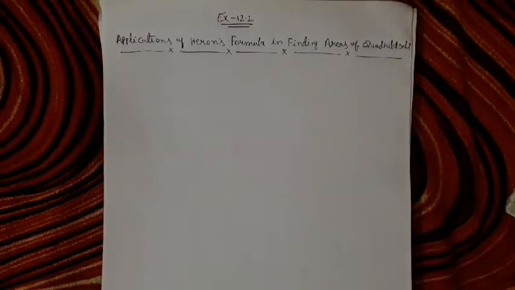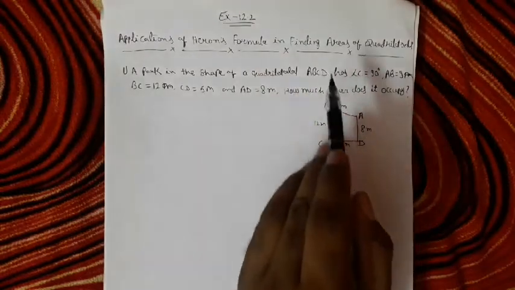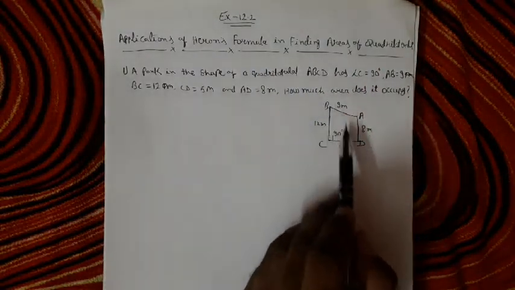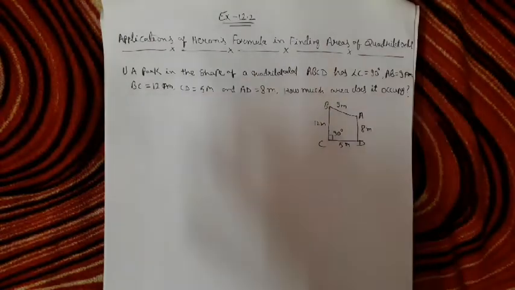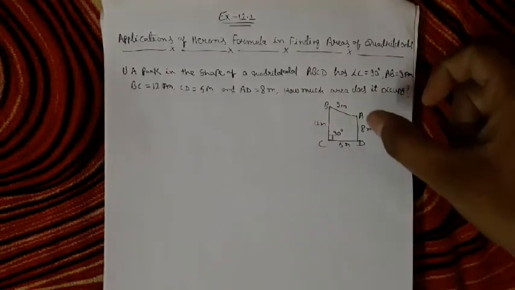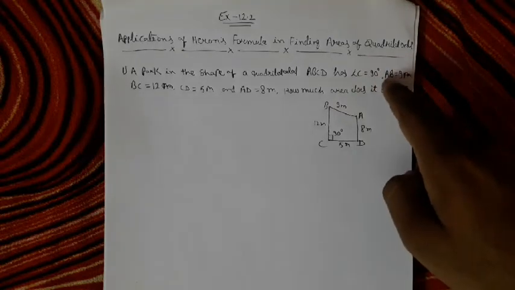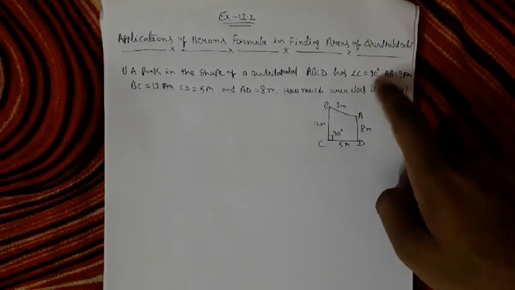So without wasting more time, let us start exercise 12.2. The first question is: a park in the shape of a quadrilateral ABCD. They haven't shown which type of quadrilateral this will be. It has angle C equal to 90 degrees.